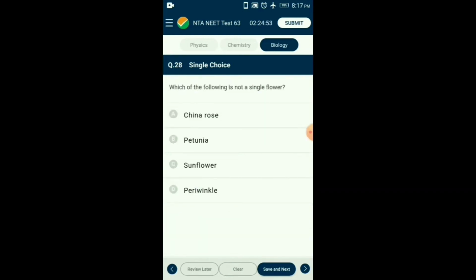Question number 28. Which of the following is not a single flower? Sunflower belongs to the Asteraceae or Compositae family, a very large and widespread family of flowering plants. Sunflower is not a single flower; instead it is made up of multiple simple flowers. So the answer is option C, sunflower.